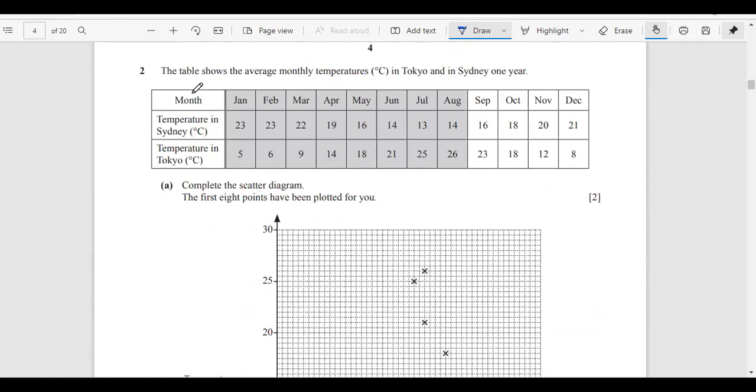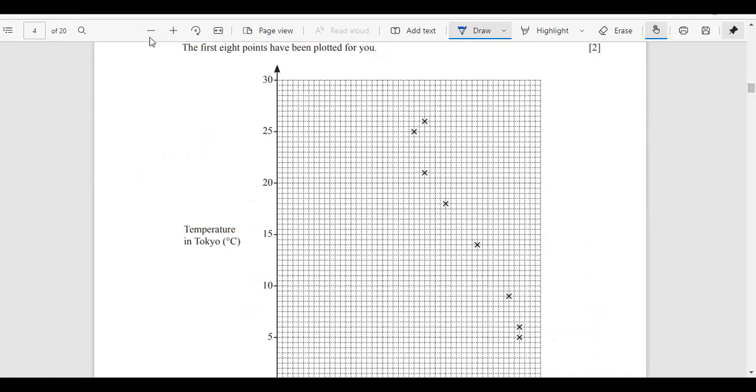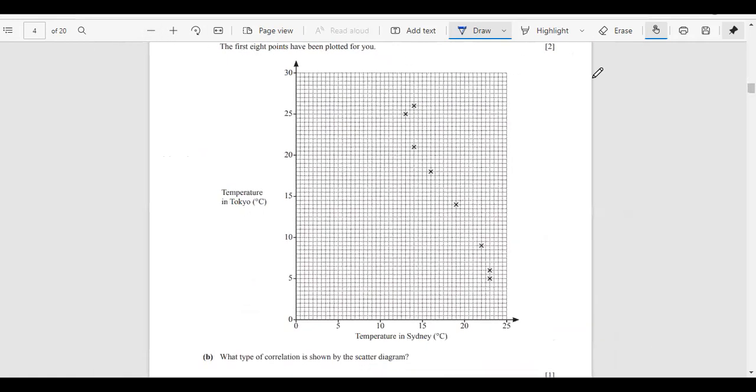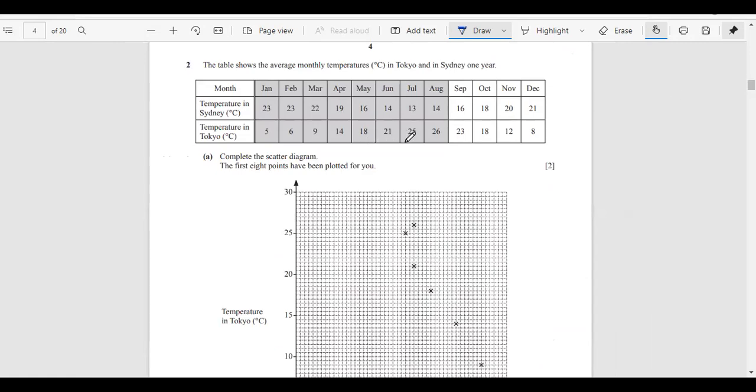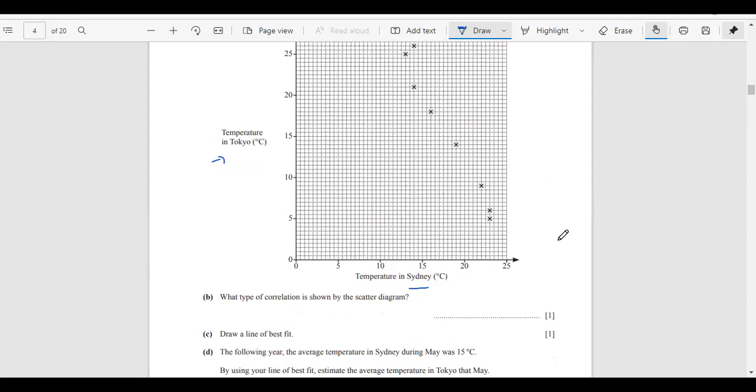Okay. The table shows the average monthly temperatures in Tokyo and Sydney in 1 year. Complete the scatter diagram. The first 8 points have been plotted for you. So this is the diagram that we have, and they have plotted the first 8 points. We need to plot these 4 points. Okay. And for Tokyo and for Sydney, this is what we have.